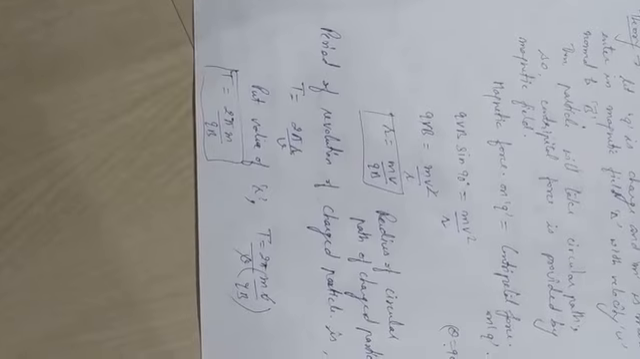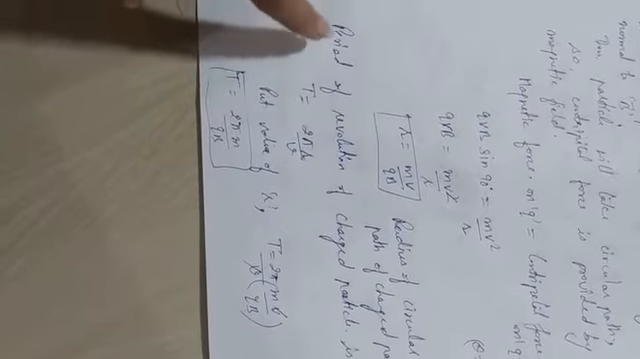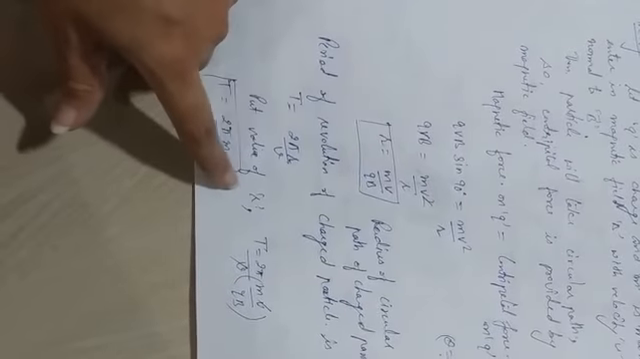When a charged particle is moving in a circular path, the magnetic force is equal to the centripetal force, so qvB equals mv square by r. Then we can write r equals mv by qB, and the time period is equal to 2 pi r by v. Putting in the value of r, T equals 2 pi m by qB.